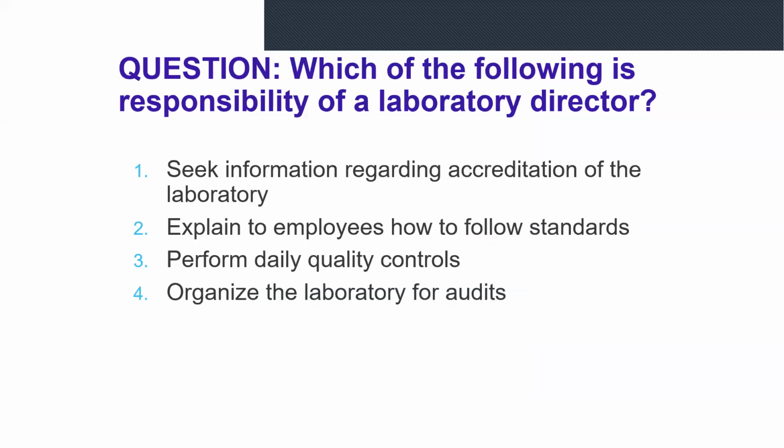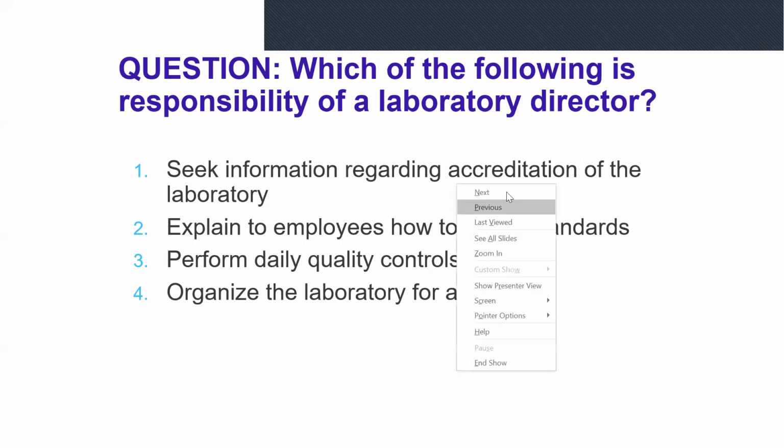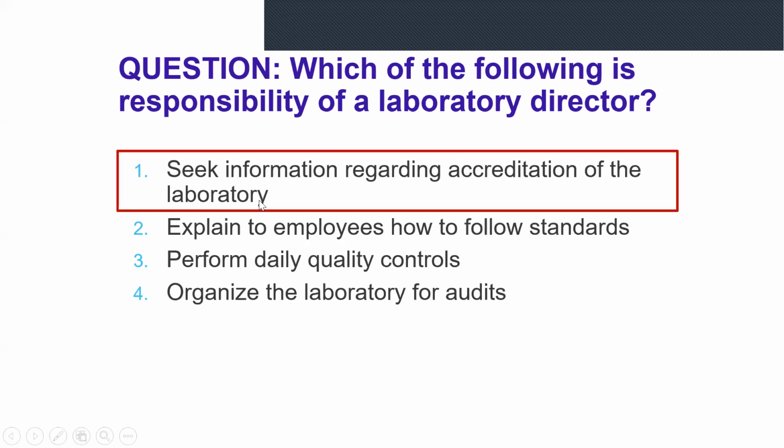So what was the consensus of people? Okay, so about 42% said seek information regarding accreditation. 28% said organize the lab audits, and 23% said explain to employees how to follow standards. Well, I think the correct answer is what the majority of the people voted for. It's actually the director needs to seek information regarding accreditation of the laboratory.